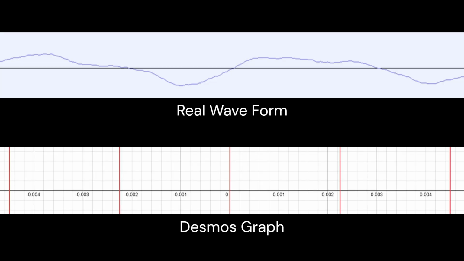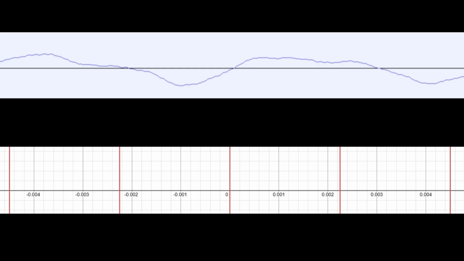When I compare the Desmos graph to the real waveform, the shapes match closely. This shows that trigonometric functions can accurately model musical sound. The frequency controls the pitch, and the amplitude controls the volume.